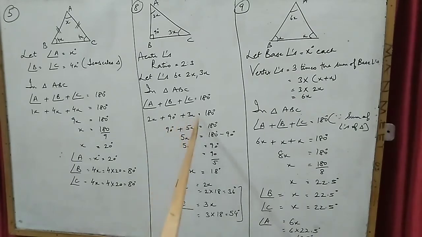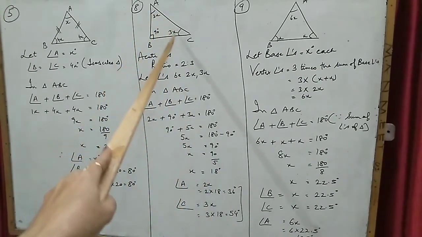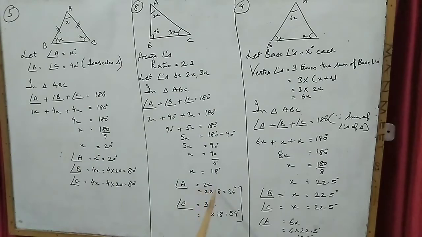Add these up. Okay, 3x plus 2x, 5x. The 90 is added over here, positive. When it goes to the other side, it will become negative, 180 minus 90. These two are multiplied, so 5 will go to the other side and become divided. So the answer is 18. But the answer x is 18, and we need 2x and 3x. So angle A is 2x, 2 multiplied by 18 is 36, and 3x, 3 multiplied by 18 is 54.